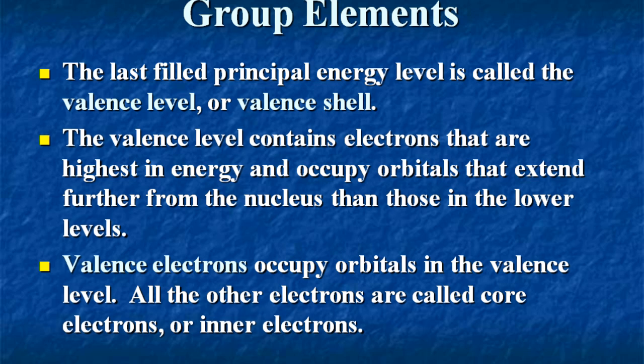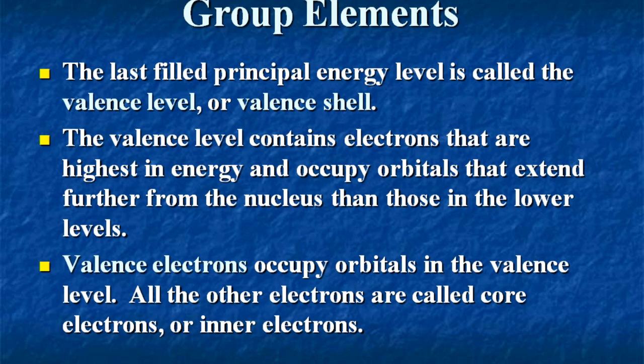Now the next topic is valence electrons for the main group elements. Have we heard this word before? Valence electrons? In the lab, right? The same thing. The last filled principal energy level is called the valence level or valence shell. The valence level contains electrons that are highest in energy and occupy orbitals that extend farther away from the nucleus. And those electrons are the only ones participating in bonding.